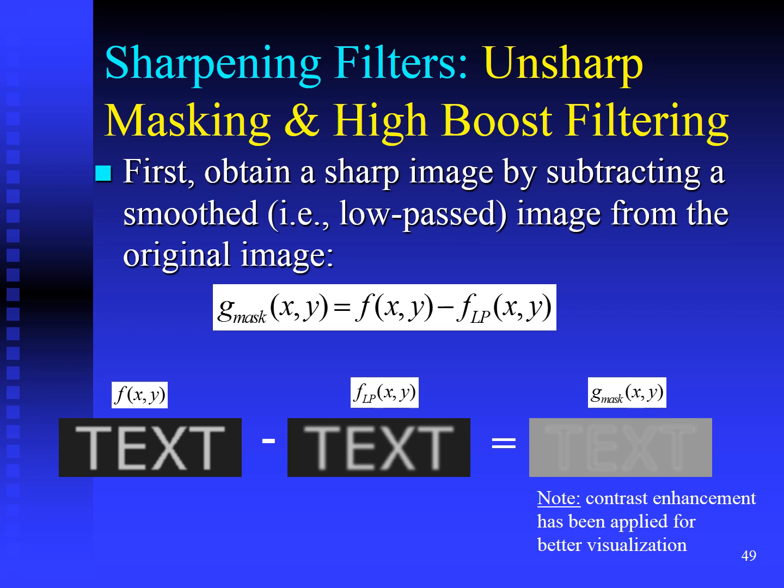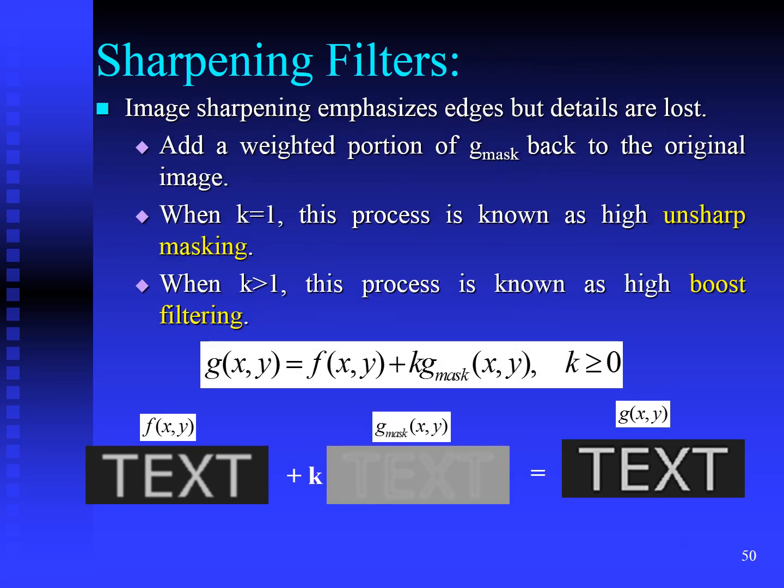Then you see here you have our original image, text image F, and then you apply some smoothing filter FLP, and then you subtract, so you will get a Gaussian mask. So image sharpening emphasizes edges but details are lost.